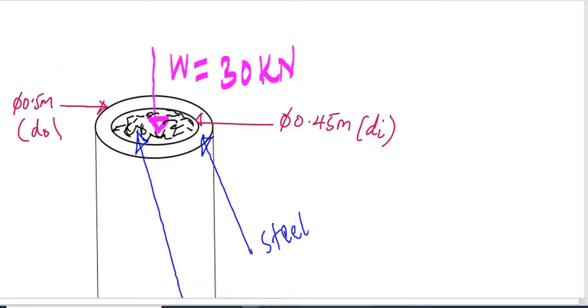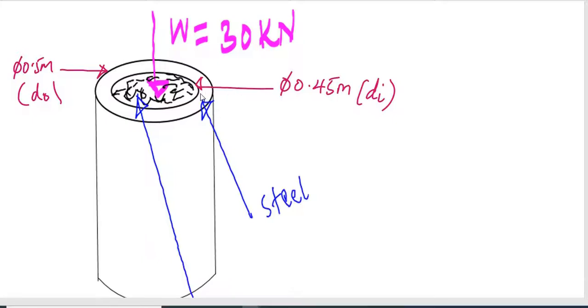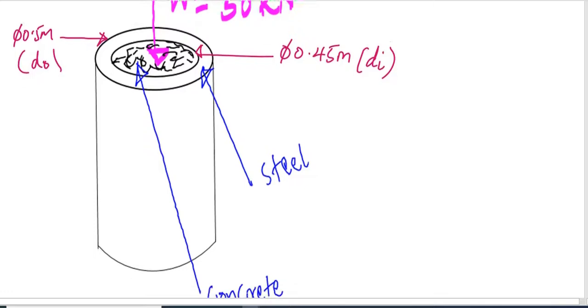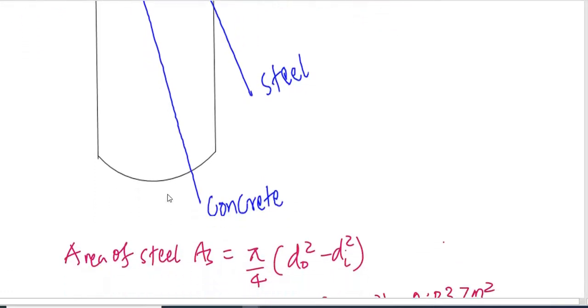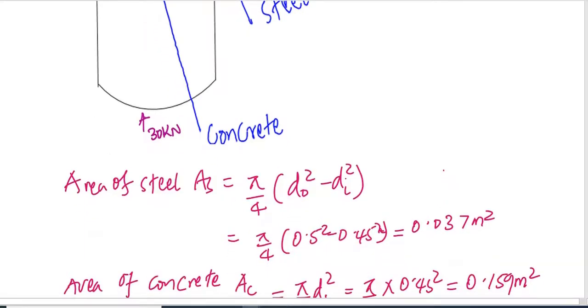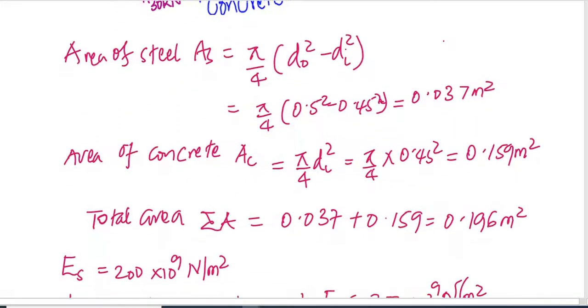Let us look at part B, where we have a component made from steel, a tube whose internal diameter DI is 0.45 meters and outside diameter is 0.5 meters. If it is filled with concrete, and made to support a weight of 30 kilonewtons, it means it will experience a reaction equivalent to 30 kilonewtons also.